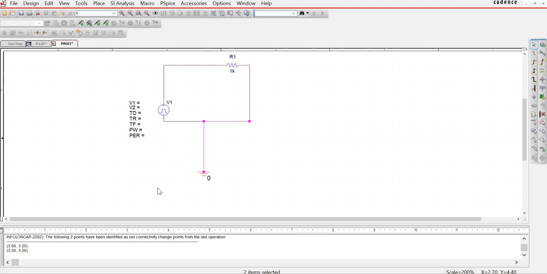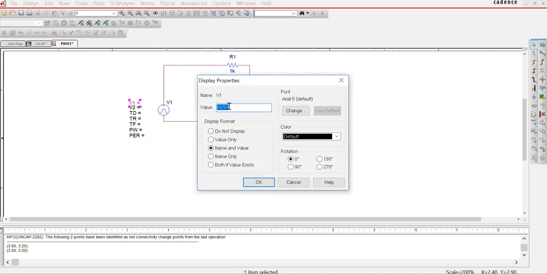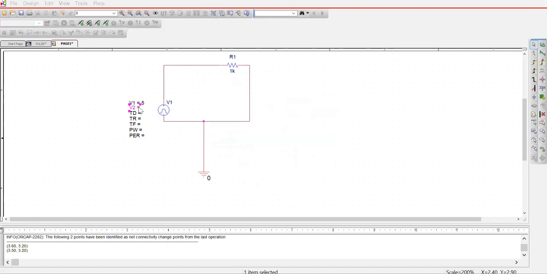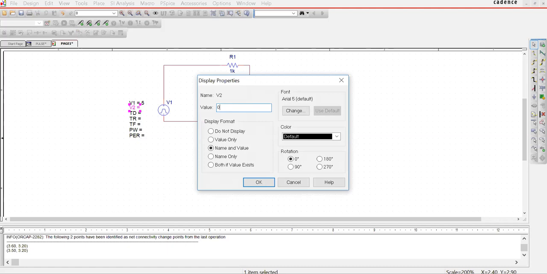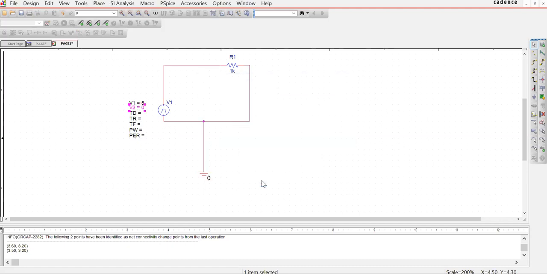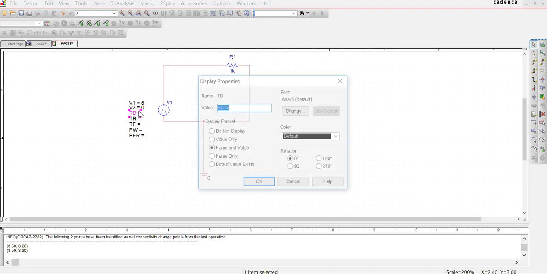Now here in this pulse, V1 shows the highest positive amplitude, and V2 shows the highest negative amplitude. So let's make V1 5 volt and V2 0. That means this pulse will not go into the negative direction. The time delay shows how much delay there is between two signals, so for simplicity, let's make it 0.